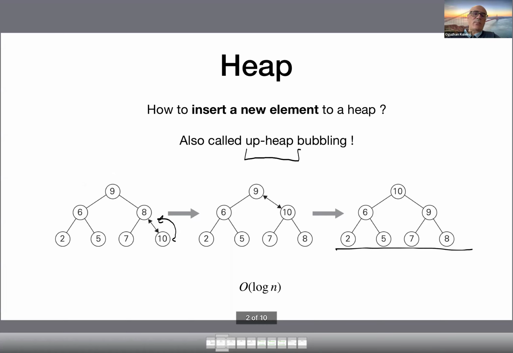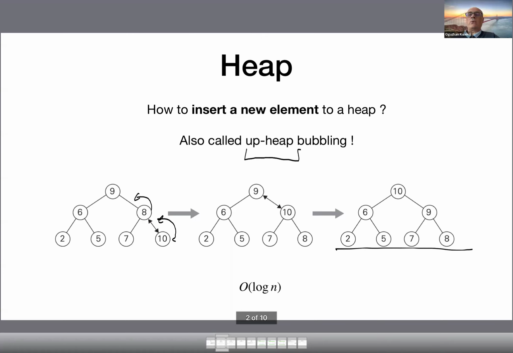So it's going up in the heap, up until the root node if necessary. Okay. So let's make another insertion to this tree. Let's say I would like to insert 4.